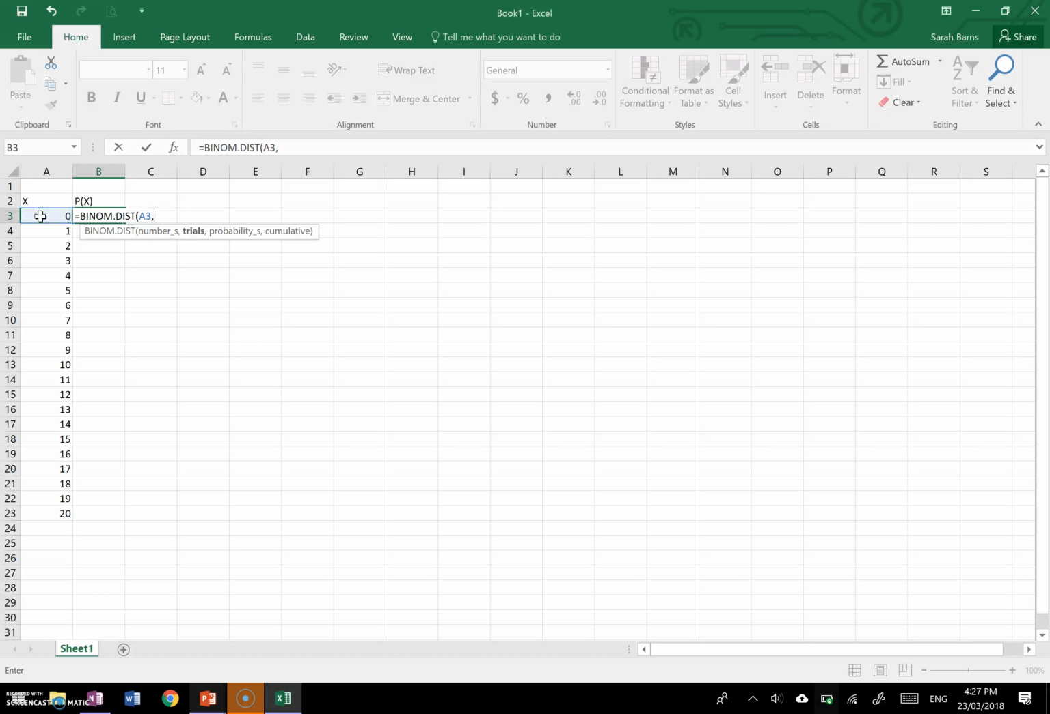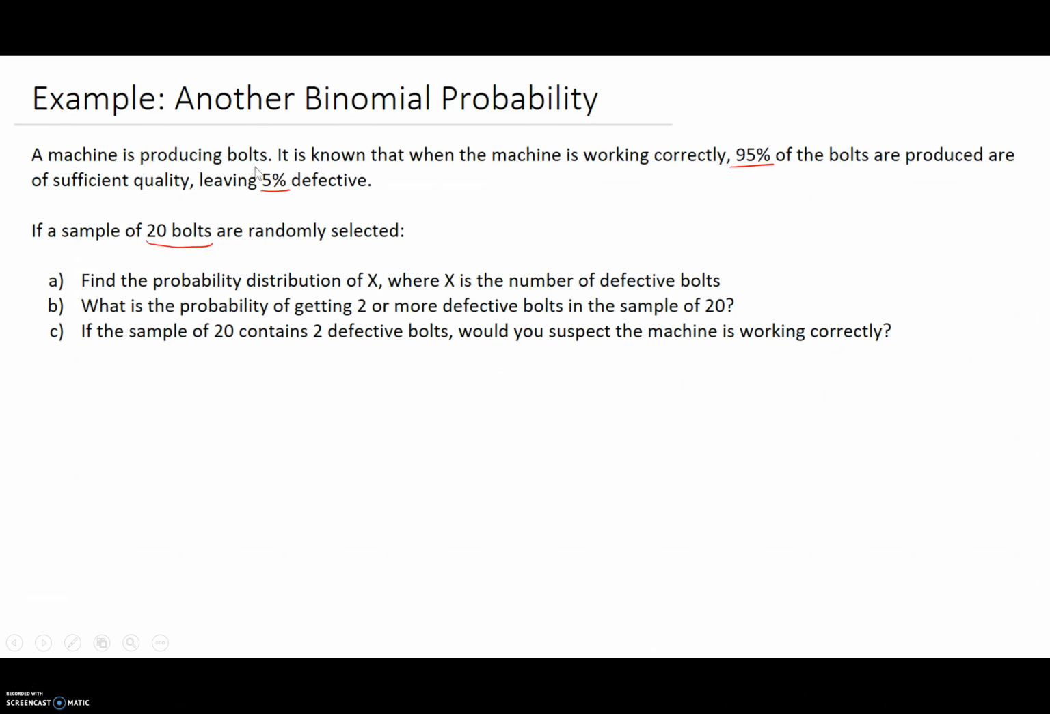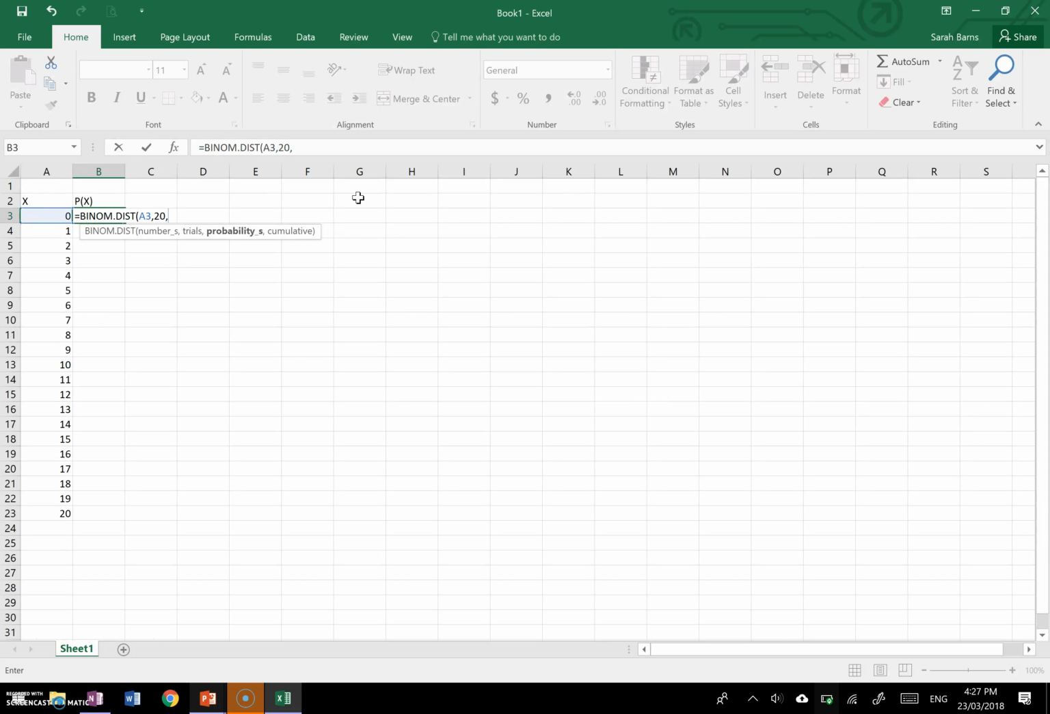All right, the next thing is the number of trials. So this is equivalent to the number of bolts that we're taking out as a sample, and looking at whether they're actually defective or they're actually okay. So therefore, 20 is the number of trials. The next thing is the probability of success. So since we're treating a success as getting a defective bolt, the probability of that success is going to be 5%. That was given to us in the question. It told us that 5% of the bolts are defective. So writing that in decimal, it's going to be 0.05.